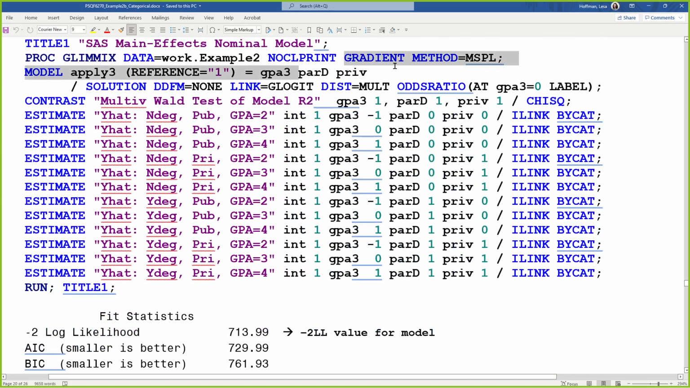So in SAS, I throw in the same 3 predictors that we've been looking at: GPA, whether your parent has a graduate degree, and whether you went to a private university. And I have, in this case, a chi-square for those 3 terms. But how many degrees of freedom would this chi-square test have? And don't say 3.